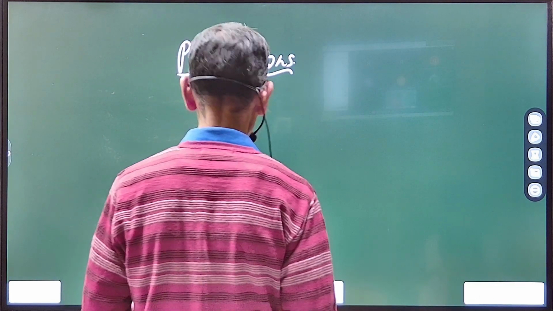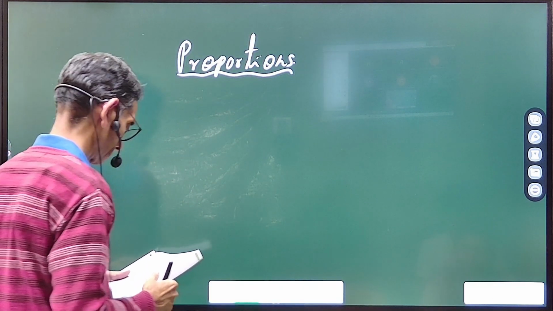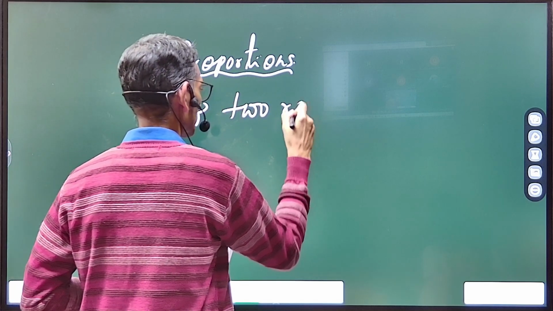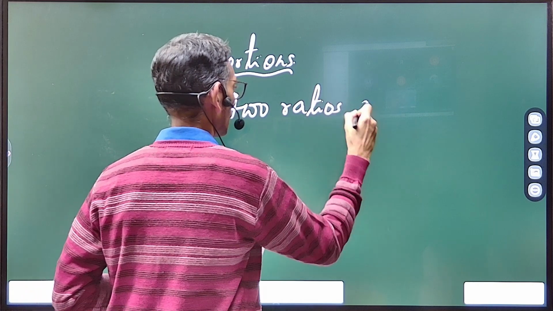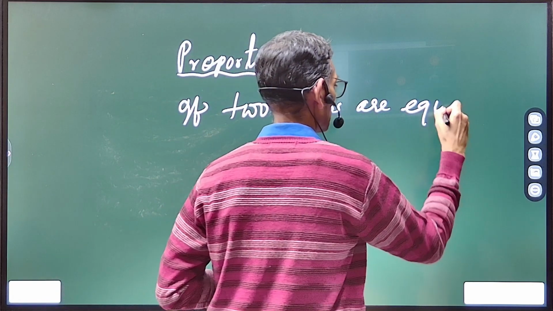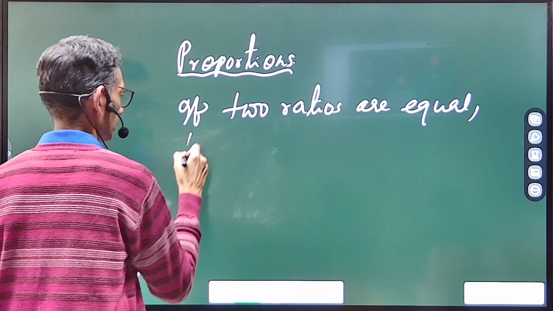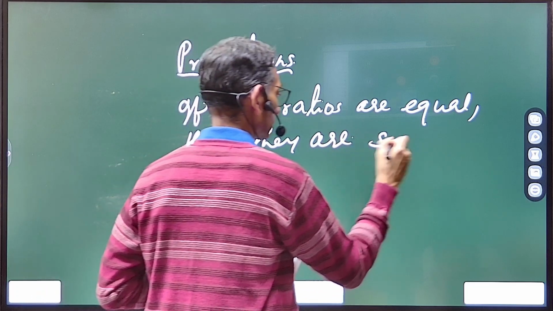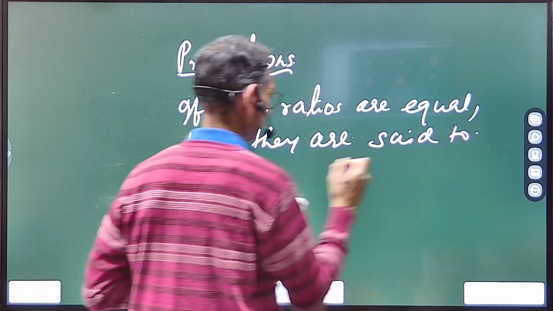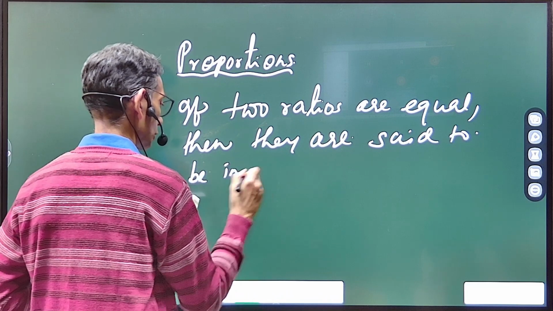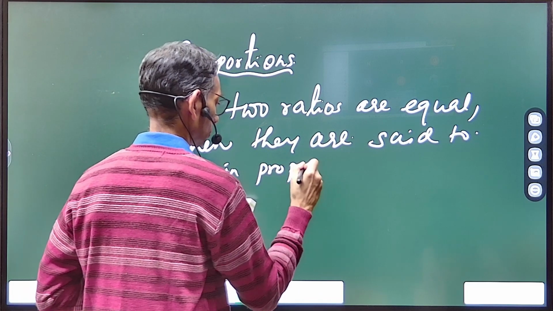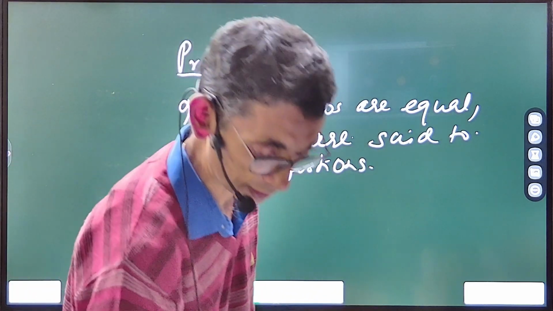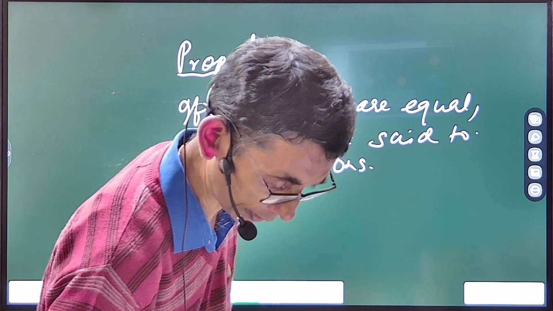Okay, proportions. If two ratios are equal, then they are said to be in proportion. Two ratios equal, then we call it proportion, right?